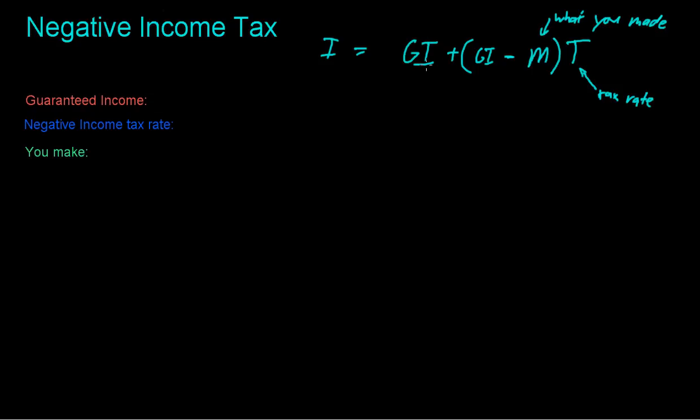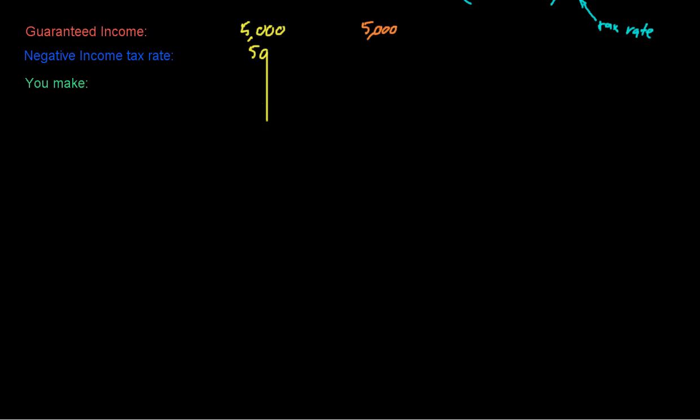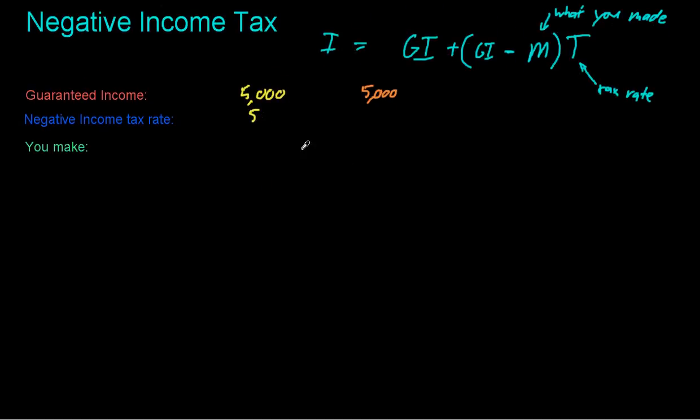So what we're saying is if you make less than the guaranteed income, the government's going to end up paying you money, and they're going to pay you more and more money the less and less you make. We'll see how that plays out with a couple examples. Let's say that the guaranteed income level for the person in yellow and the person in orange is $5,000. And for both of them, the negative income tax rate is 50%.